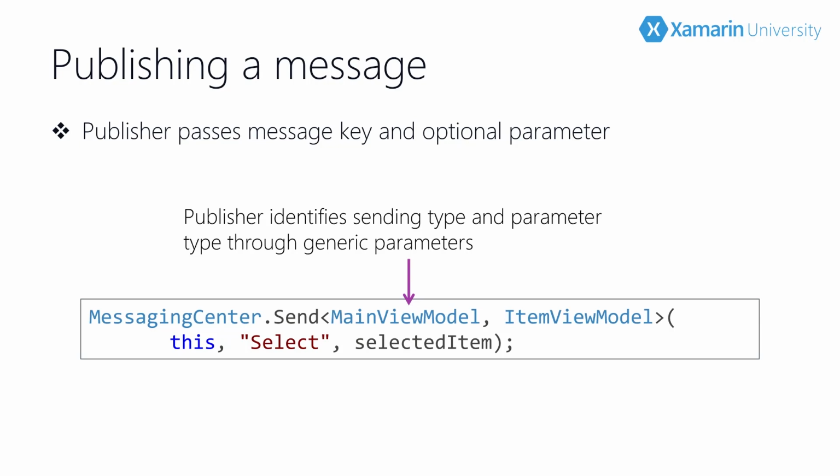The second generic type is the message parameter. This is optional. You can leave this off if you have no other parameters to pass along with the message, if the receipt of the message is enough to trigger your code. Then we pass 2 or 3 parameters to the send method. The sender object, the string message key, and the optional parameter, which has to match the parameter type specified.